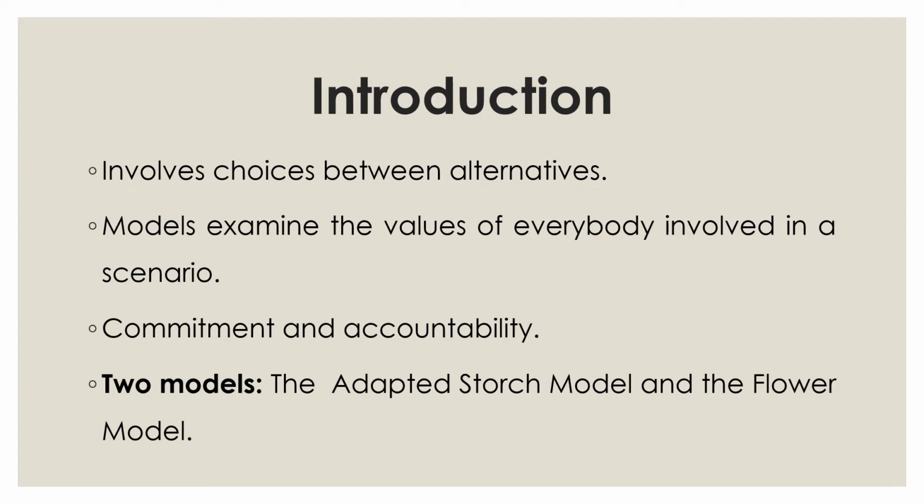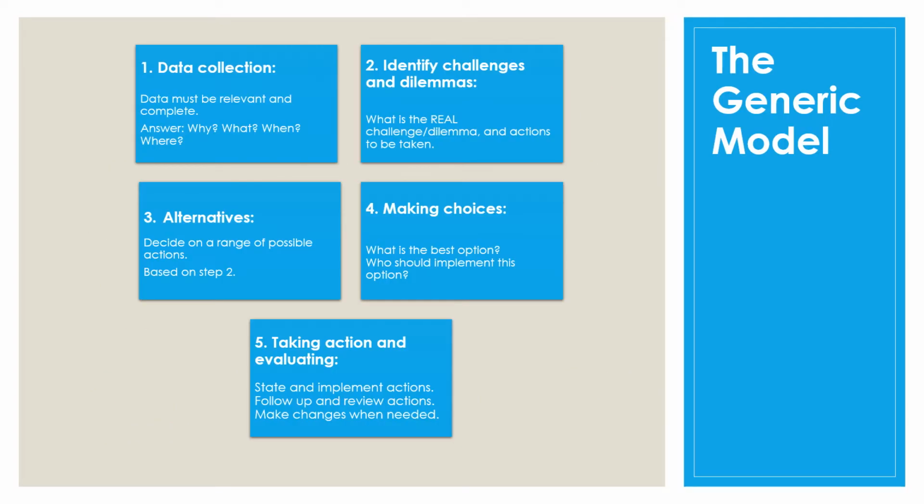Although there are many decision-making models, we will take a look at two models, the adapted Storch model and the Flower model. Decisions are made when we have to solve a problem. For this reason, we are first going to look at the generic problem-solving model. 5 steps could be followed to solve any problem. Step 1 is collecting data. In gathering of the data pertaining to a specific case, you need to ensure that the data that you gather is relevant and as complete as possible. You will seek to answer questions such as why, what, where, when, and who.